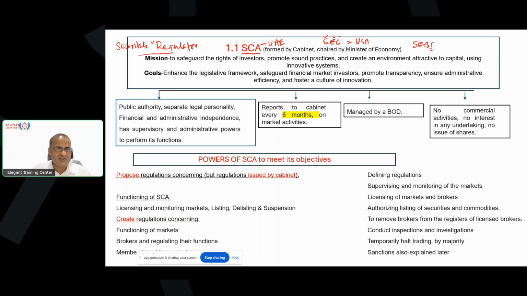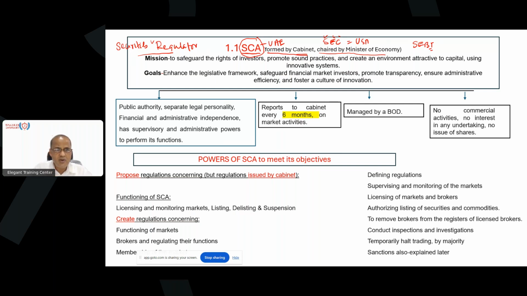Who can tell me the full form of SCA? Can someone tell me the full form of SCA? Securities and Commodity Authority. Clear? It is formed by cabinet. Please mute your mic. It is formed by cabinet, chaired by the Minister of Economy. It means the chairman is the Minister of Economy.